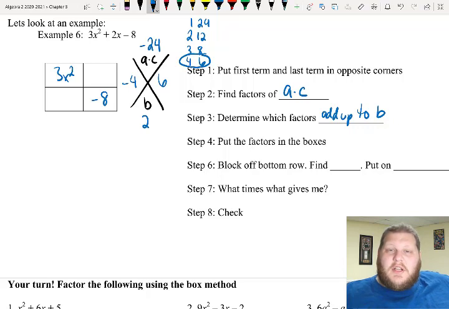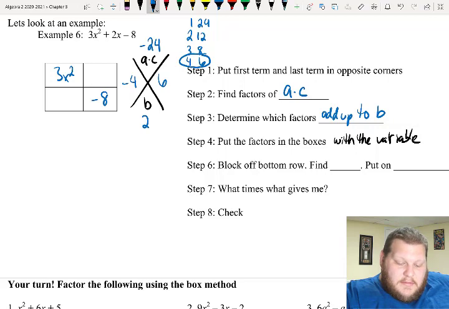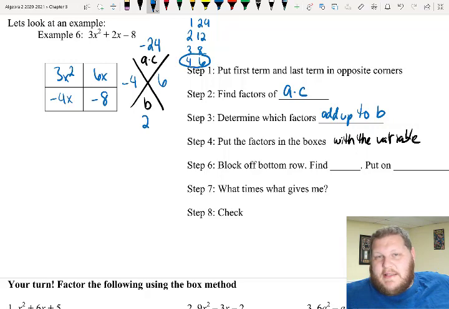Step 4 is you're going to put each of those numbers into the other 2 boxes of the square. And here I should amend this: put them in the boxes with the variable, because this really is negative 4x and 6x. Not just negative 4 and positive 6, but it has to have the variable with it as well. It doesn't matter which one you put where, whether the 6x or the negative 4x goes in the bottom left or the top right. So that's just what we have.